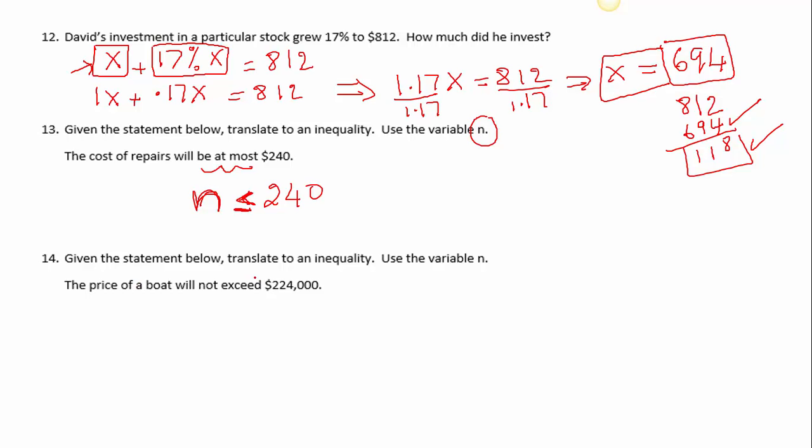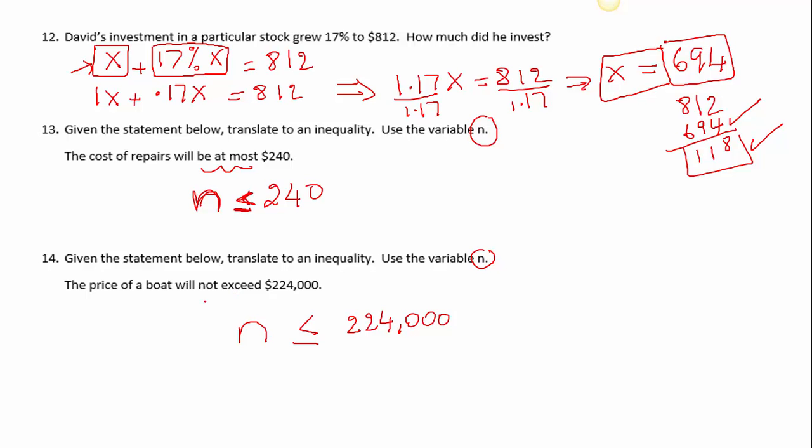Given the statement below, translate to an inequality, use the variable n. The price of a boat will not exceed 224,000. Again, it will be 224,000 or less. It will not exceed this value. So again, less than or equal. So the price n will be less than or equal to 224,000.